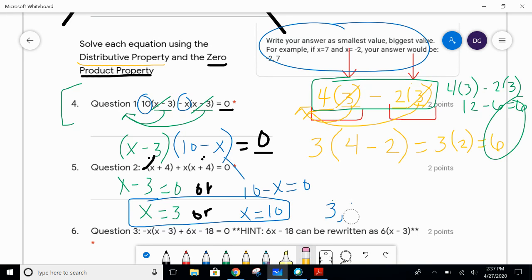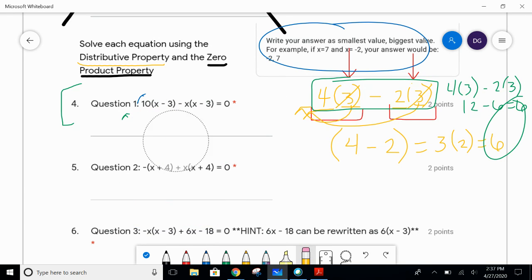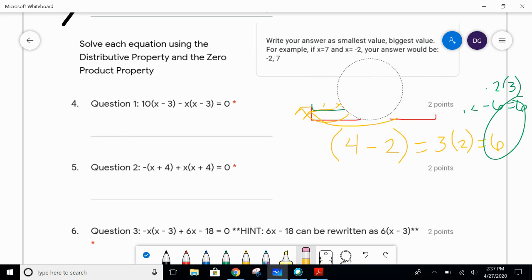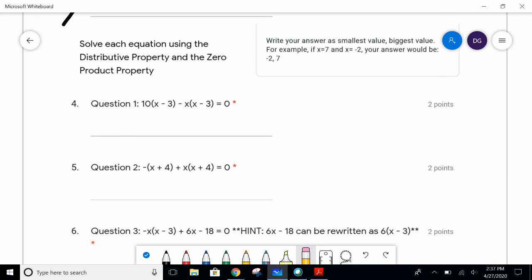So let's go ahead and look at the second one. I just want to get it started for you guys. Let's think about what we have in common. We have this x plus 4 and this x plus 4. That gets pulled to the front. We no longer have that here. What are we left with? We have this negative, which is just a -1. We don't see it, so we assume it's a 1. And then we have this plus x still. So we bring that down, and that is going to be equal to 0.